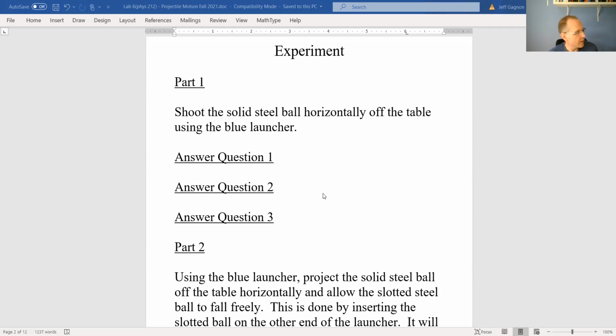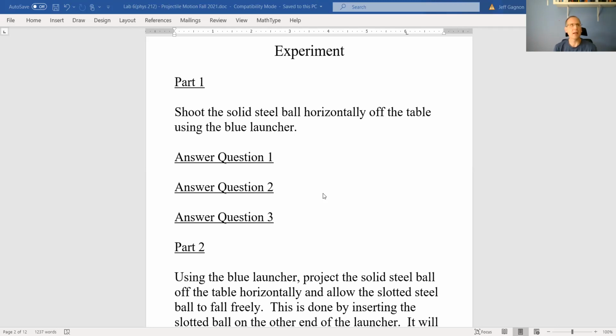Question 1 was simply, sketch a picture of the motion that you have observed. Question 2, why does the ball immediately start to fall instead of just going straight? And question 3, are there any external forces acting on the ball to account for the motion that you have observed? You want to ignore air resistance. And if there are forces, give the direction of the forces.